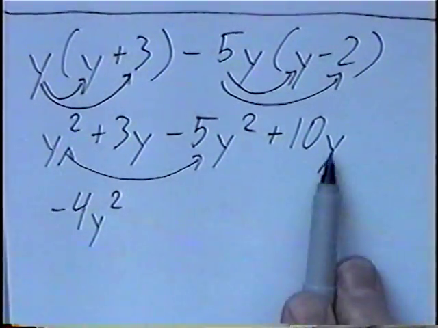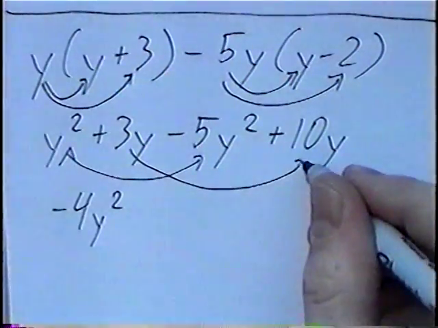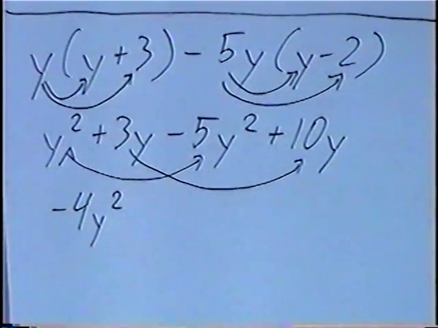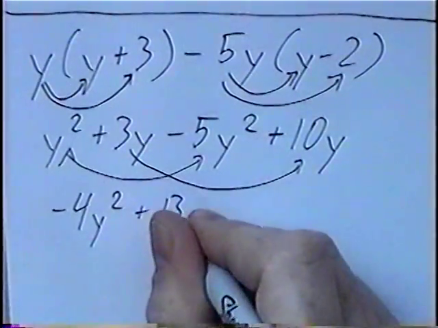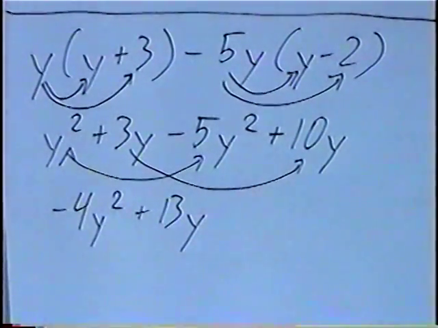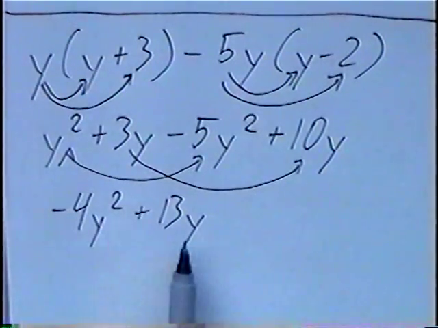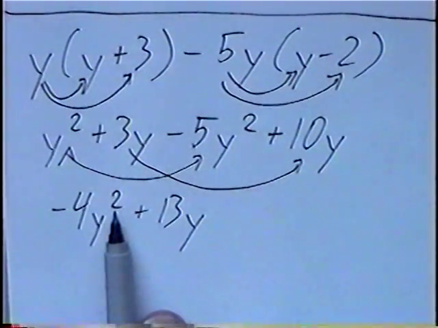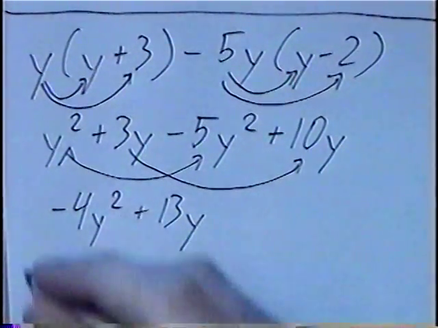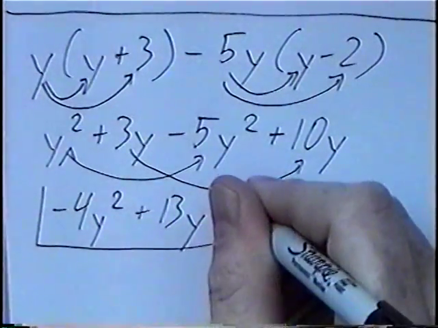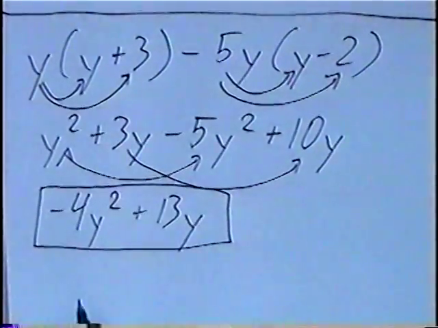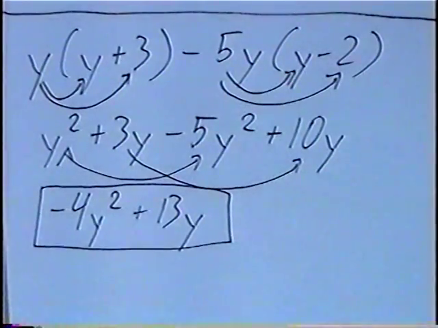And also the y's we can combine. 3y with a positive 10y. 3y plus 10y would be 13y. After simplifying, double check that our answer is in standard form. We have the highest exponents to the lowest exponents. So our final answer would be negative 4y squared plus 13y.